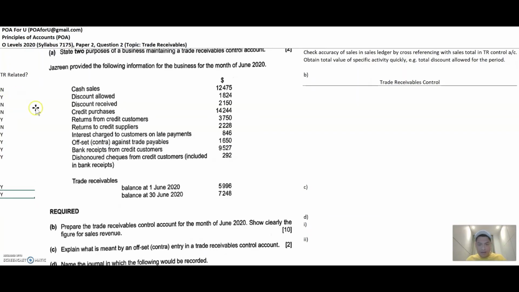So now, after identifying this, we need to move all the yeses to the trade receivables control account. Now, this format is pretty standard. It's in your syllabus outline. So let's put that in. We first put the year, and then we put June 1, for the month of June. And it always starts with balance brought down. Now you put in a debit, $, credit, $, and balance, $.